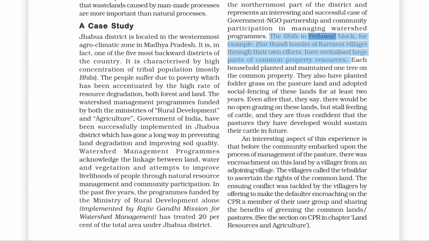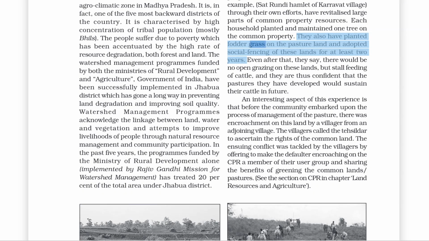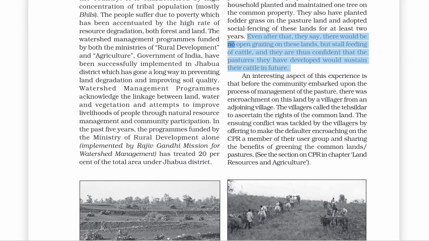The Bhils in Petlavud block, for example, Satrundi hamlet of Karavat village, through their own efforts, have revitalized large parts of common property resources. Each household planted and maintained 1 tree on the common property. They also have planted fodder grass on the pasture land and adopted social fencing of these lands for at least 2 years. Even after that, they say there would be no open grazing on these lands, but stall feeding of cattle, and they are thus confident that the pastures they have developed would sustain their cattle in future.